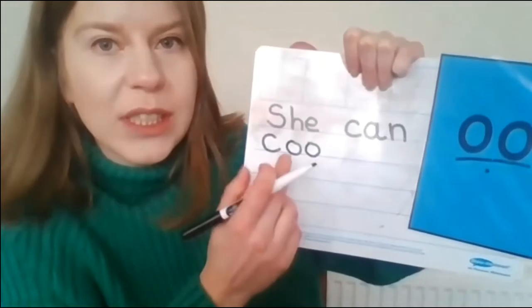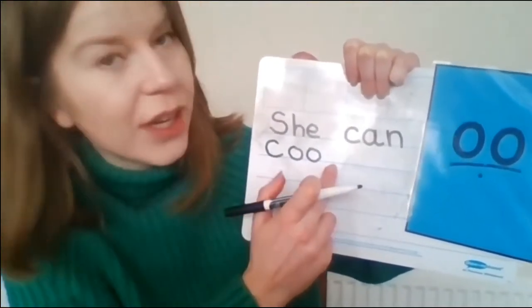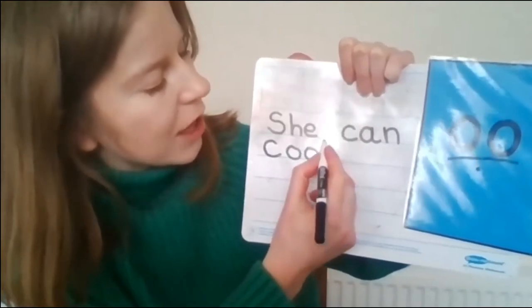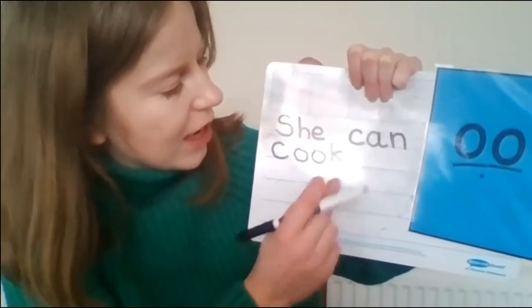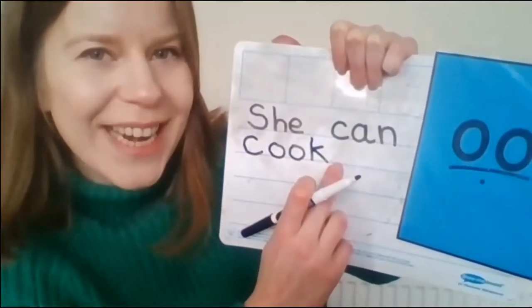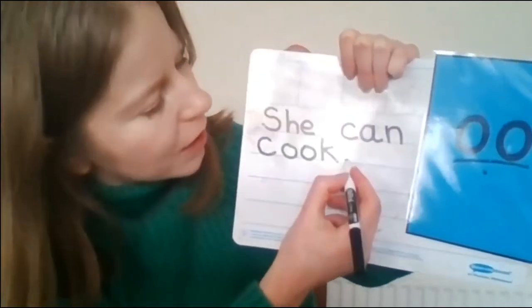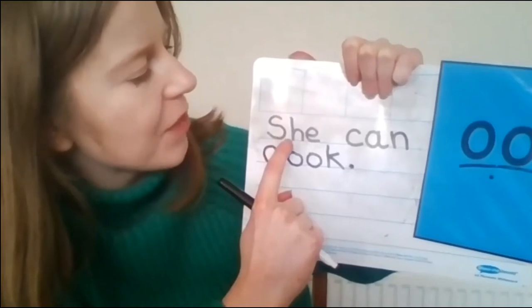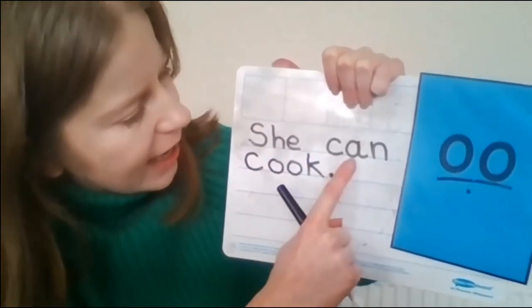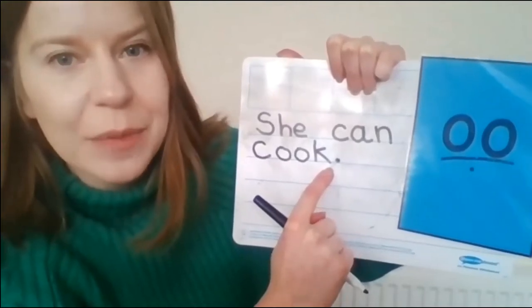Lovely. And what's the next sound you can hear in the word cook? We go down the kangaroo's body, tail and leg. Right. What do I need at the end of my sentence? Yes, I need a full stop. So we're going to add in a full stop here. And let's read our sentence back. She can cook. Well done, everybody.